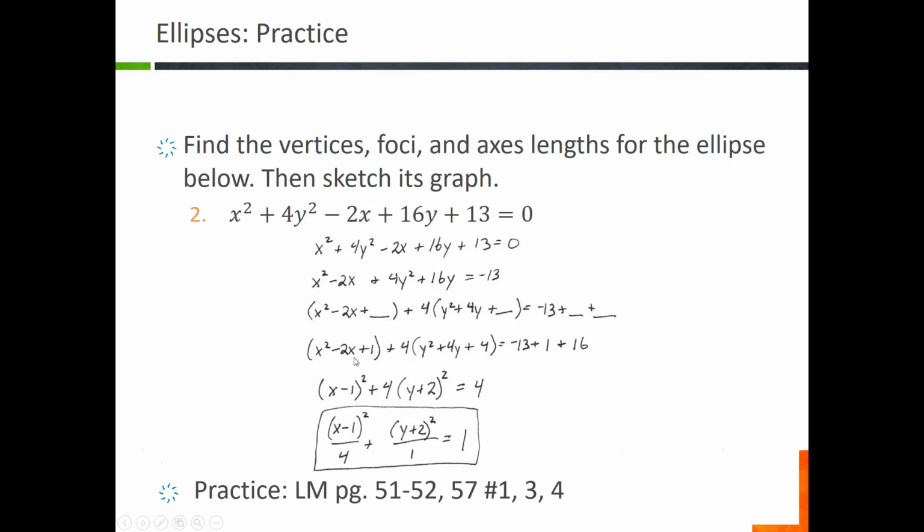We factor the left side. We get (x minus 1) squared, and then 4 times (y plus 2) squared equals 4 on the right. And then to get it in our format, we want to divide everything by 4 to get this to be a 1. And if you want, you can go ahead and practice some problems in the lab manual.